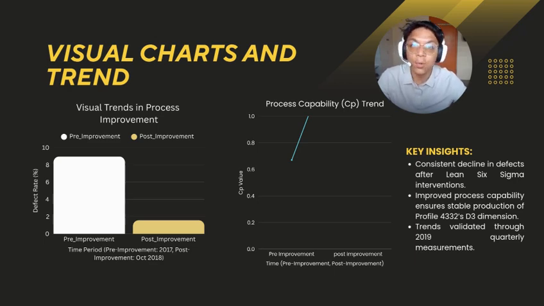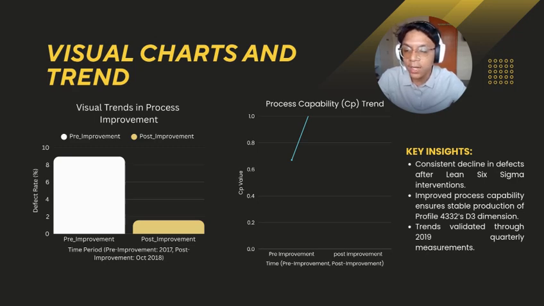Post-improvement, it climbed to 1.03, a 53.7% improvement. This tells us how much the process is now better at producing profiles within the required D3 dimension of 19.2 mm plus minus 0.5 mm. What's exciting is that these improvements were a one-time win.